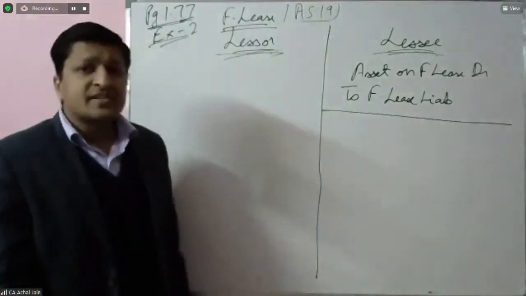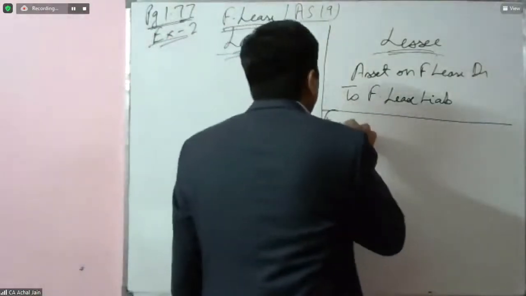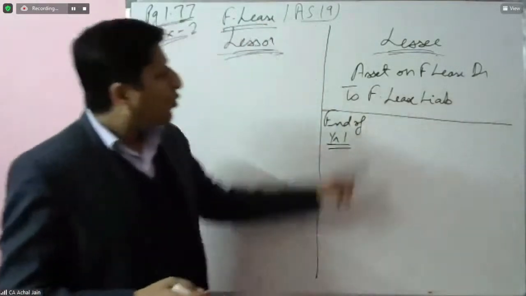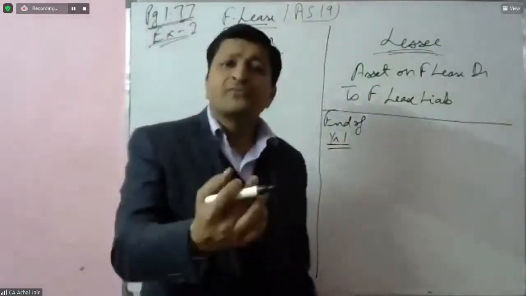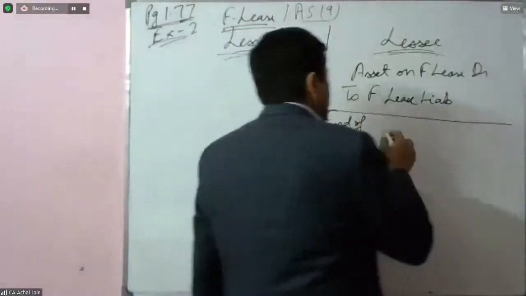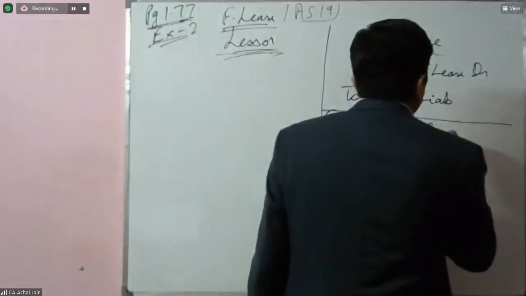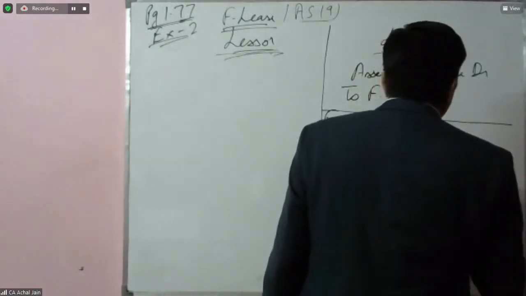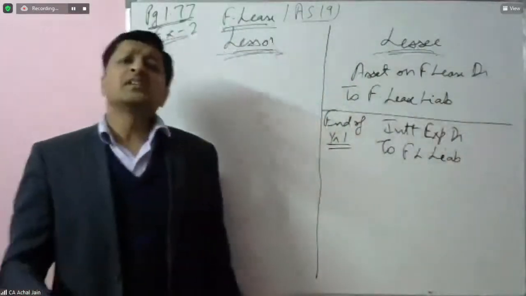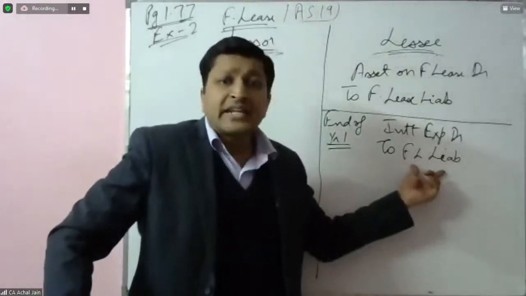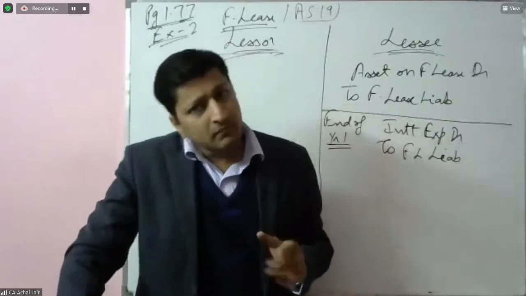So next year, at the end of year 1, what will happen? On this lease liability, interest will have to be computed. Lessee will record interest on this. So lessee will say interest expense debit, and by this interest expense, this finance lease liability will increase. What is this interest amount? Every year interest will get added, and this will increase the liability amount. Correct?